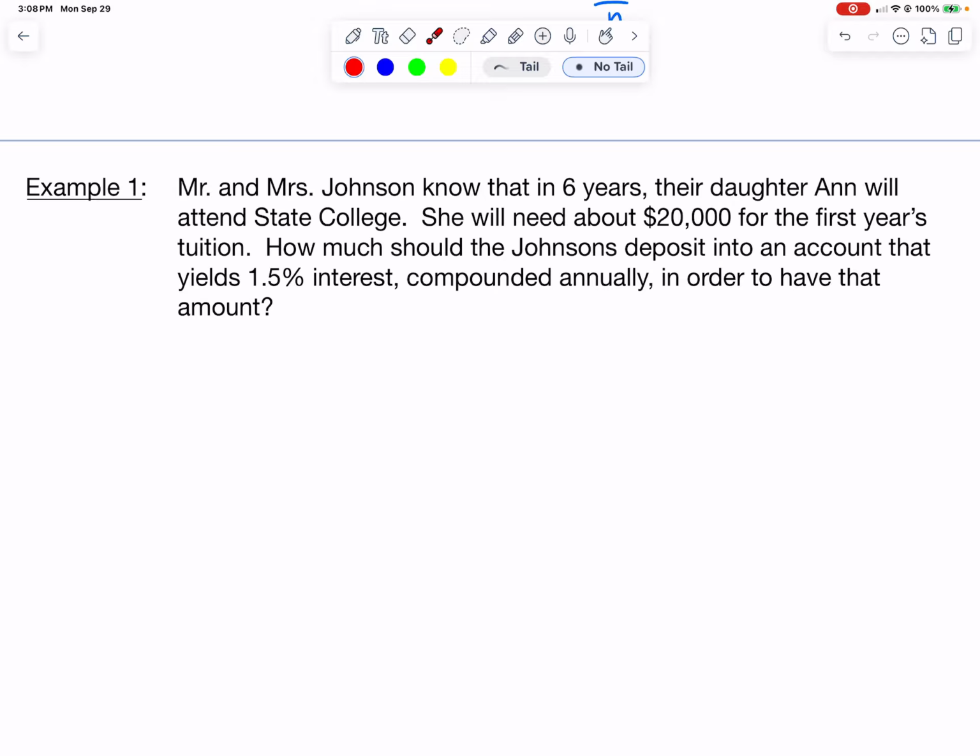Okay, so the first thing we want to ask is, when they make a deposit, are they making a single deposit or are they making multiple deposits? So the question tells us, how much should the Johnsons deposit into an account that yields this amount of interest? So this is a one-time deposit. Okay, so we are going to use the following equation.